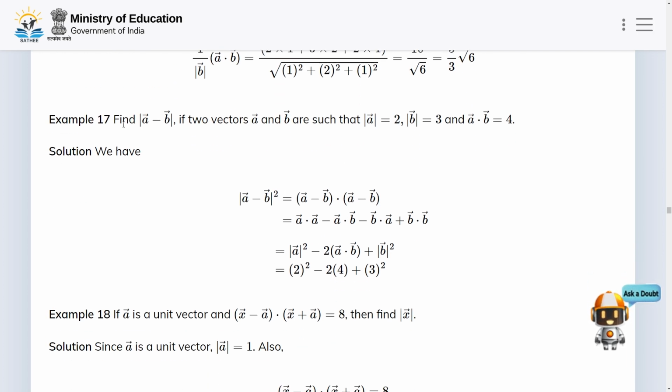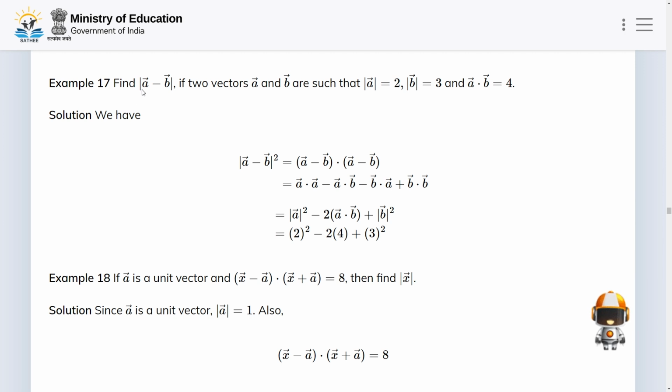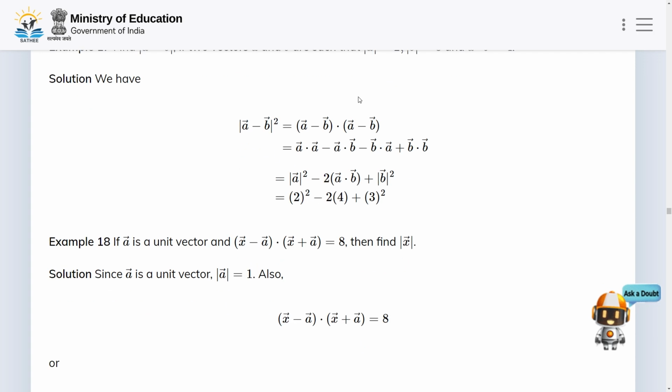Now, next example: you have to find the magnitude of the difference of A and B, these two vectors. The two vectors follow these conditions: magnitude of A is equal to 2, magnitude of B is equal to 3, and the dot product must be 4. You have to find this. This means the magnitude of A minus B whole squared is the same as the dot product of A minus B with itself. We have already seen such criteria.